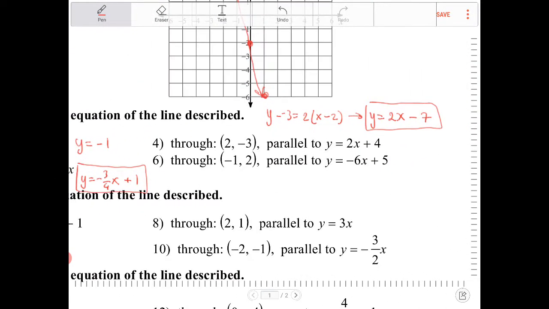Let's take a look at question number 6. y minus 2 is equal to negative 6 times x minus negative 1. This simply becomes negative 6x. When I distribute the negative 6 through, because inside the parentheses minus negative becomes a plus, I will end up with negative 6. And then add 2 will be minus 4.